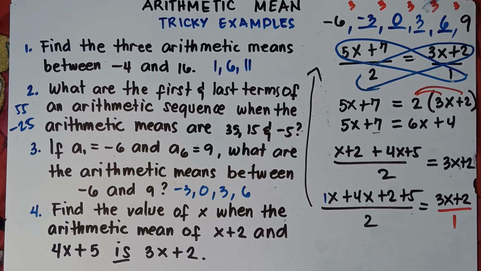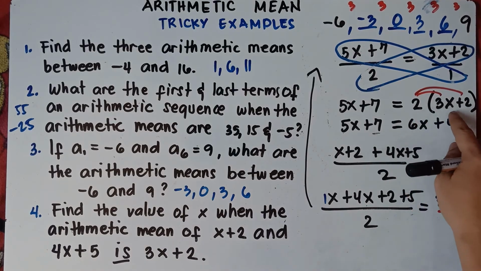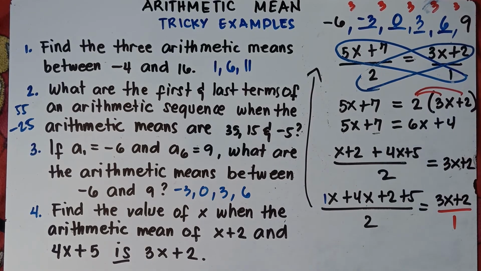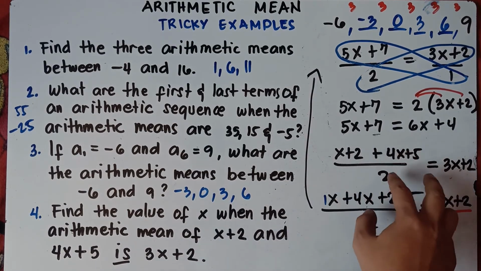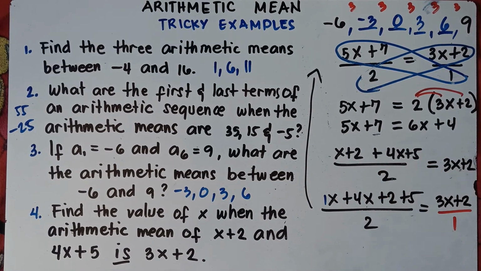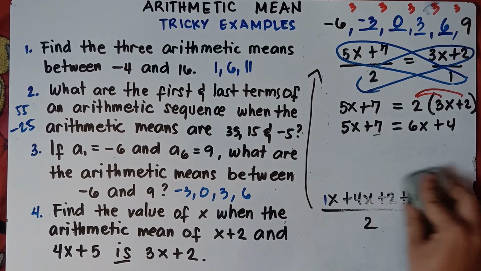Okay, positive 4. So once again, distribute 2 times 3x, that's 6x. 2 times 2 is positive 4. So I hope you get this one, class. You pause the video because I will be erasing this part. Alright, so let me erase this part.